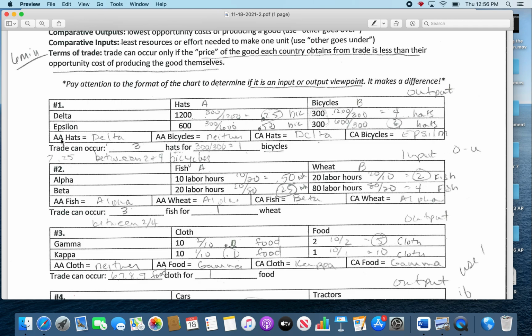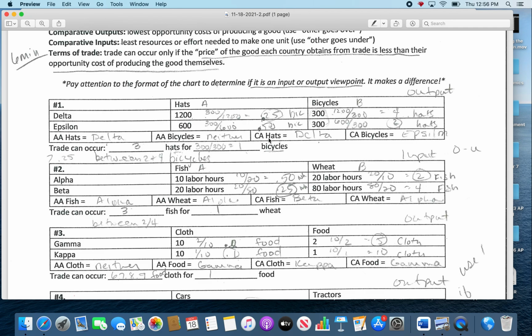All right, so who has the absolute advantage in producing hats? We don't have to do any math. We just look and see, given the same inputs, who can make more. And Delta makes more hats. When we look at who has the absolute advantage in making bicycles, since they both make the exact same number of bicycles, neither one of them has an absolute advantage.